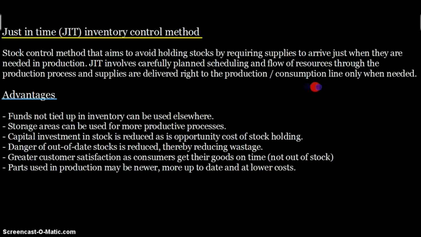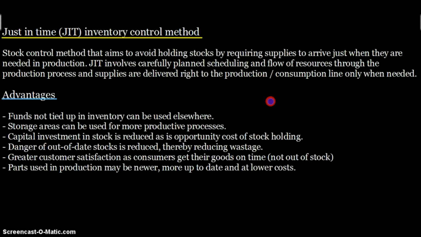So basically, you order, repeat it again: you order goods from suppliers only when customers order goods from you. Then supplies come to you, the production process occurs, they are converted to finished goods, and then they are sold to consumers.